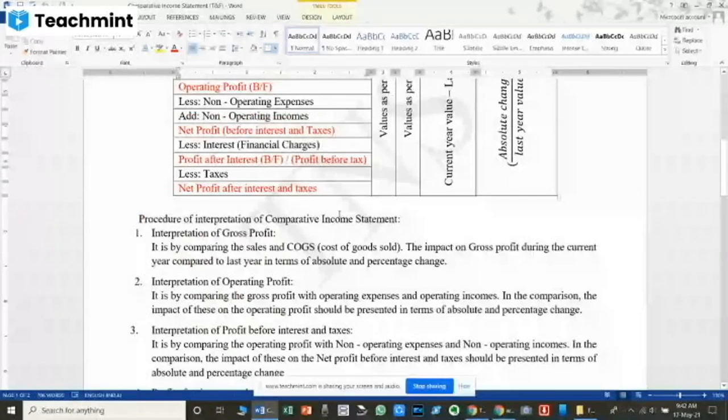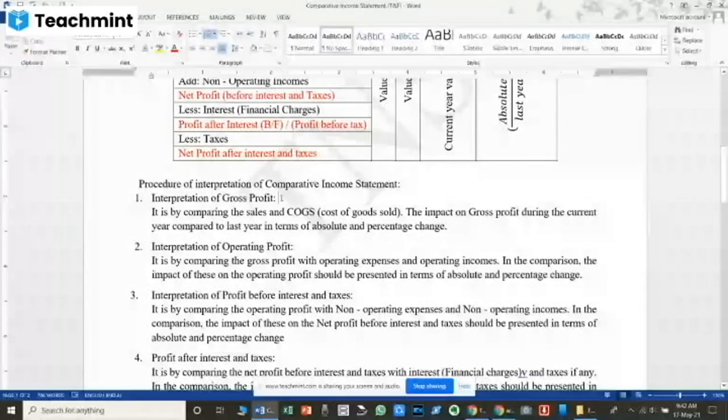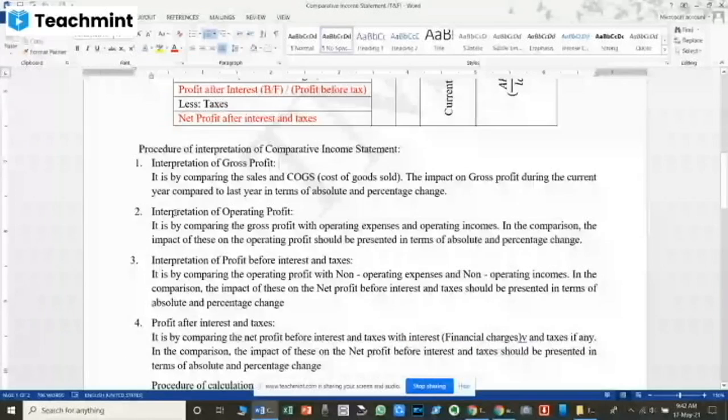Next, in respect of the interpretation of the income statement, first of all, we have to interpret the gross profit. Gross profit is the difference between the net sales and cost of goods sold. By referring to the net sales and the cost of goods sold, we have to say something about the gross profit. We have to present some information against the gross profit. So the first one is interpretation of gross profit. Second one is interpretation of operating profit.